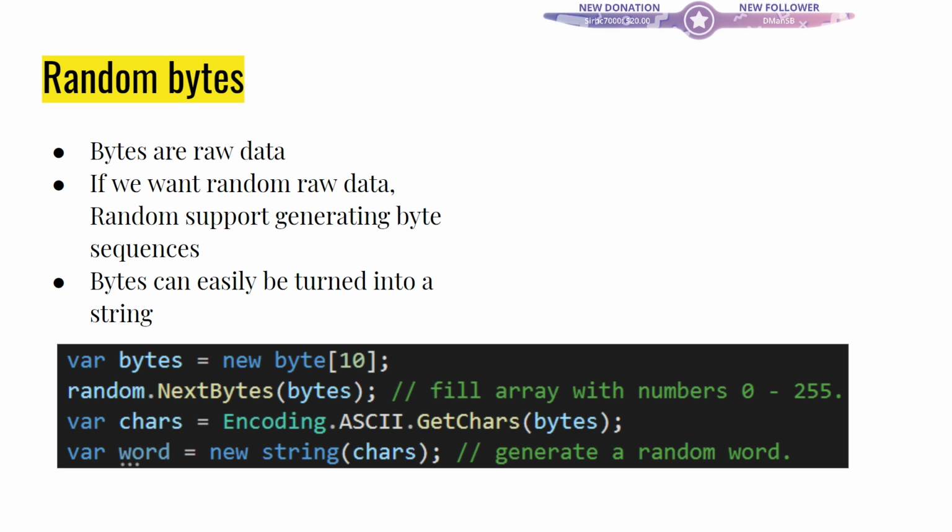So, what can I do with bytes? Remember what byte was based on? Byte was based on ease of converting it to character. So if I want to generate random strings, it's very convenient to generate a byte array, then get characters of that byte array, and then turn that characters array into a string. So that's how you can basically generate random words or parts of words. So it's really also cool to apply random like this.